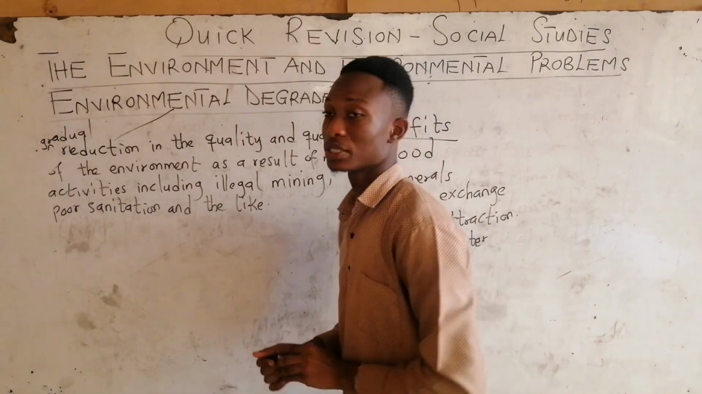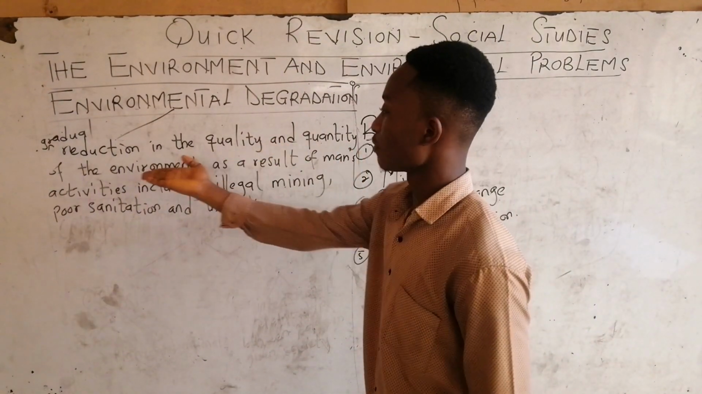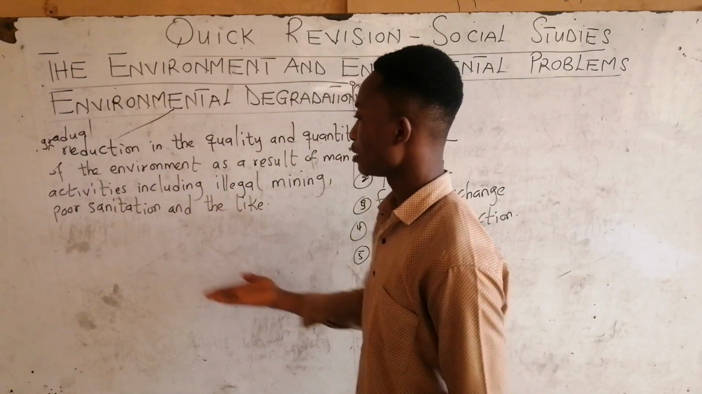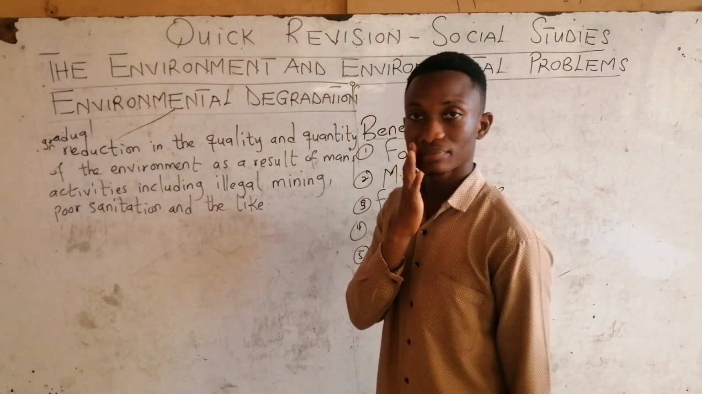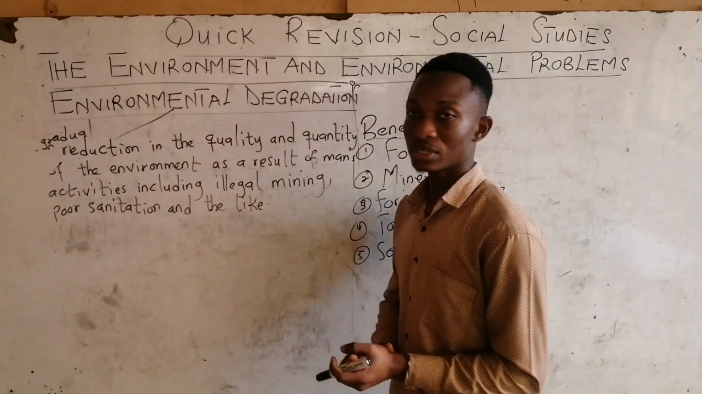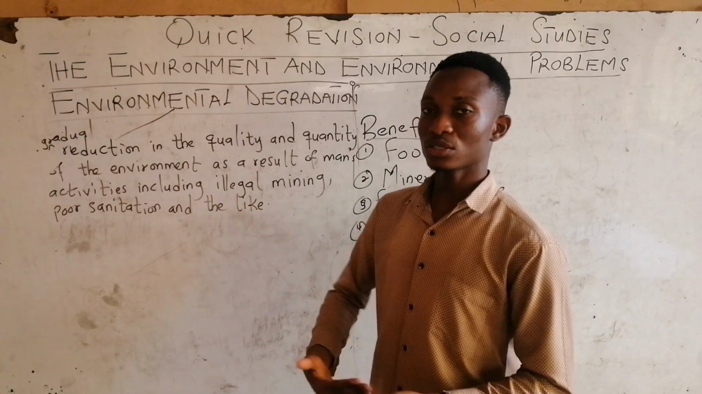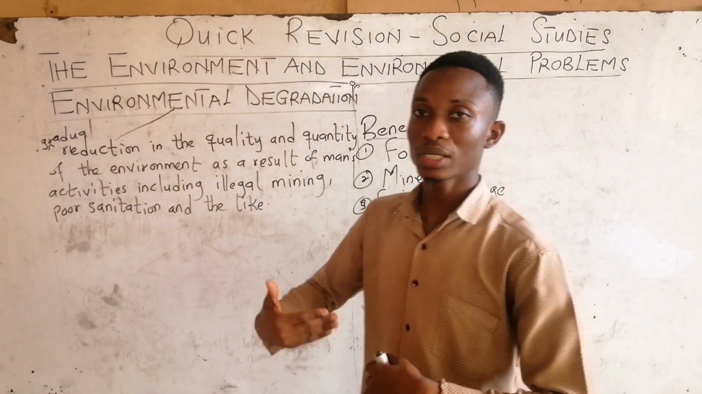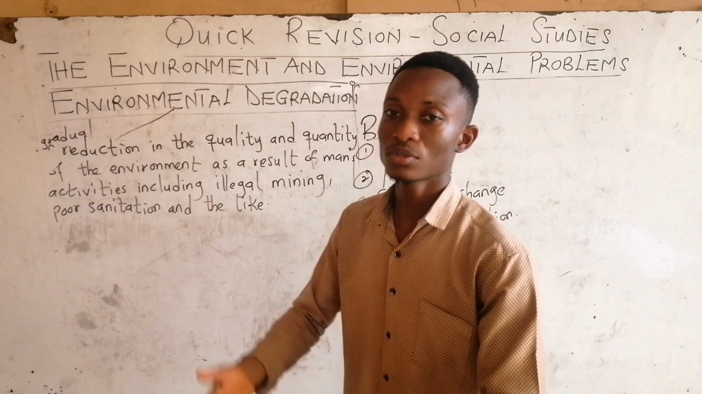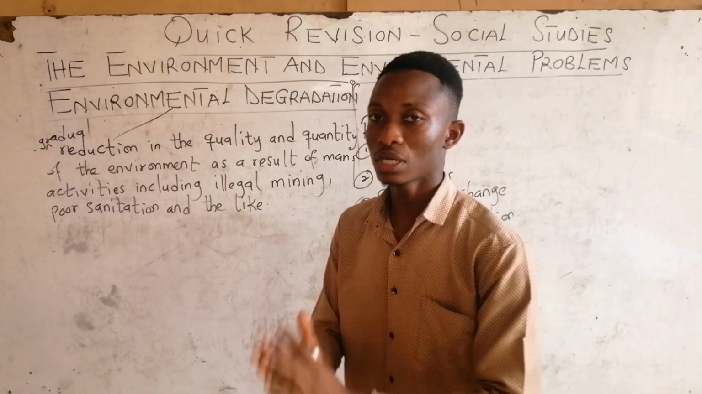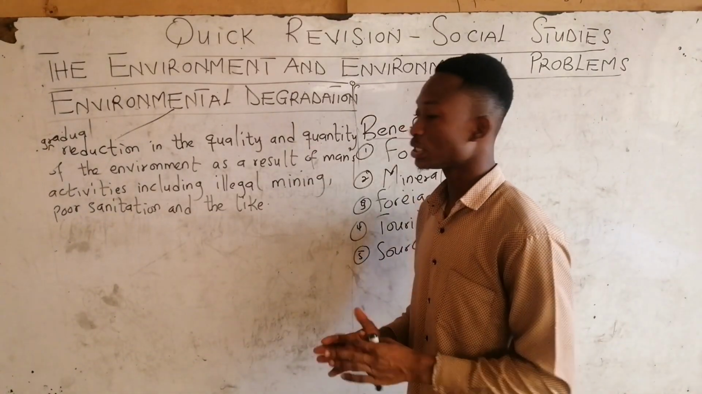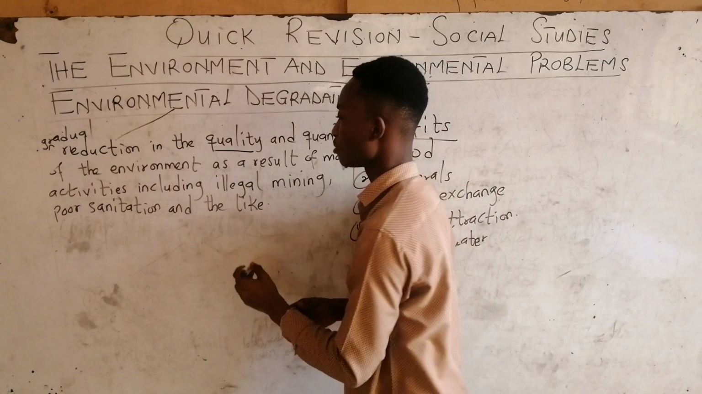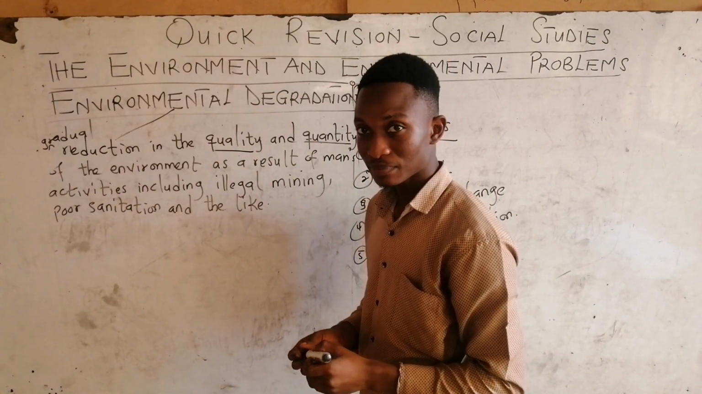Environmental degradation: reduction in the quality and quantity of the environment as a result of man's activities, including illegal mining, poor sanitation, and the like. So this is what we term as environmental degradation. It is a gradual reduction. Others also say destruction. So we do it in a gradual process. We burn refuse, we dispose refuse gradually. And when we do this gradual reduction, what are we reducing? We reduce one, the quality of the environment, and two, its quantity.